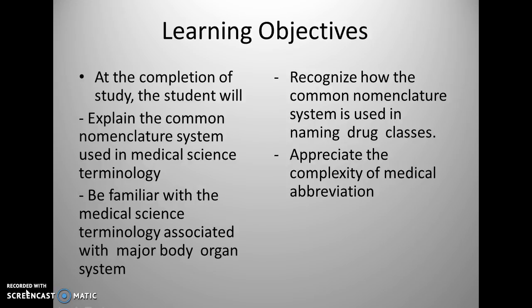By the end of this particular chapter and completion of studying, you should be able to explain the common nomenclature system used in medical science terminology. You should be familiar with the medical science terminology associated with major body organ systems. You should be able to recognize how the common nomenclature system is used in naming drug classes, and have an appreciation of the complexity of medical abbreviations.